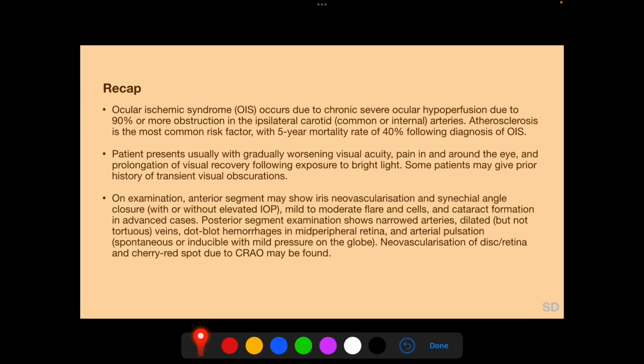To recap the salient points, ocular ischemic syndrome or OIS occurs due to chronic severe ocular hypoperfusion due to 90% or more obstruction in the ipsilateral carotid arteries, either the common carotid or the internal carotid artery. Atherosclerosis is the most common risk factor, with 5-year mortality rate of 40% among patients with OIS following diagnosis of OIS. Patients with OIS usually present with gradually worsening visual acuity, pain in and around the eye, and prolongation of visual recovery following exposure to bright light. Some patients may give prior history of transient visual obscurations also.